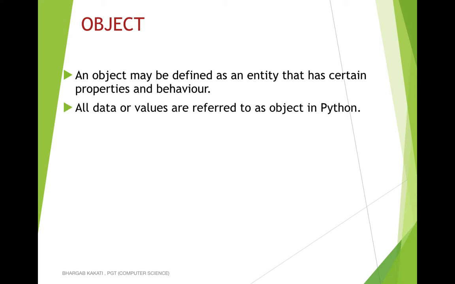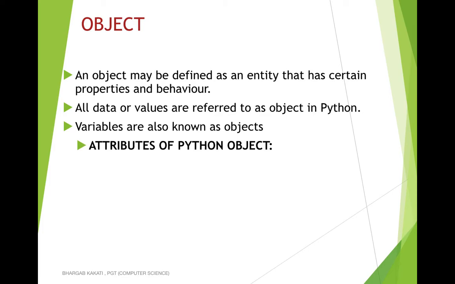So by this logic, all the data or values are referred to as objects in Python. So whatever data we have been using till now, or whatever variables or values we have been using till now, these are referred to as objects in Python. Also, as I have mentioned just now, variables are also known as objects.